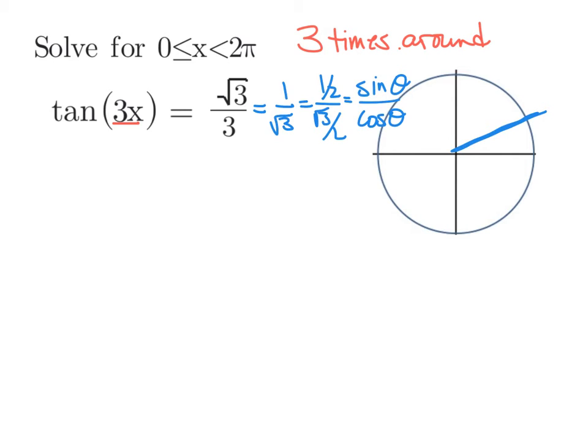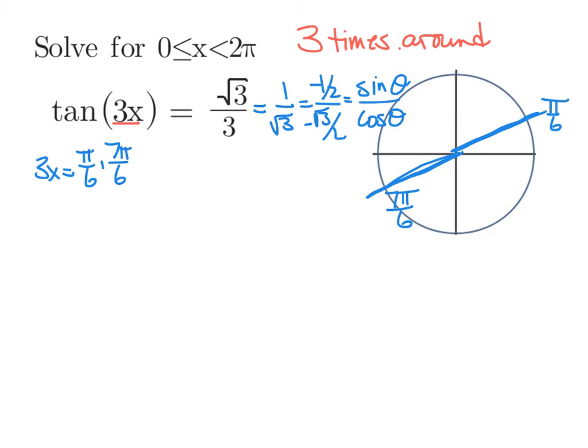The other place where tangent is positive is going to be in the third quadrant, because that would be when sine and cosine are both negative. So we have pi over 6 for the first quadrant, and the pi over 6 that is in the third quadrant is 7 pi over 6. So those are our first two solutions, pi over 6 and 7 pi over 6.